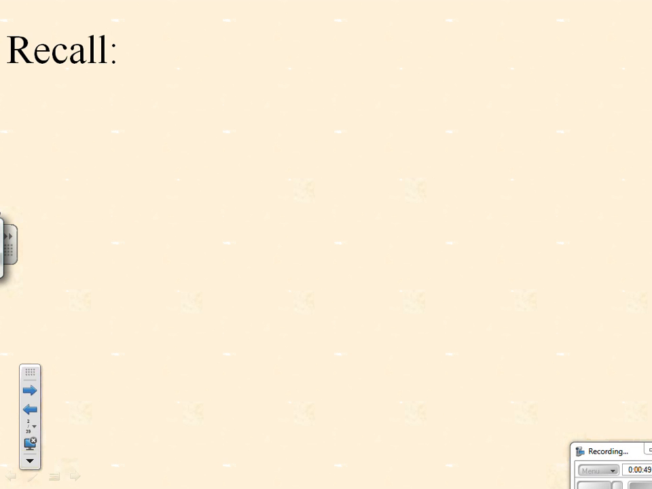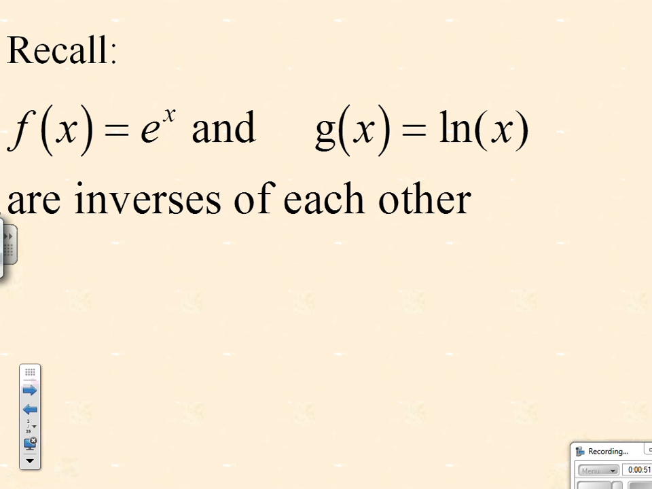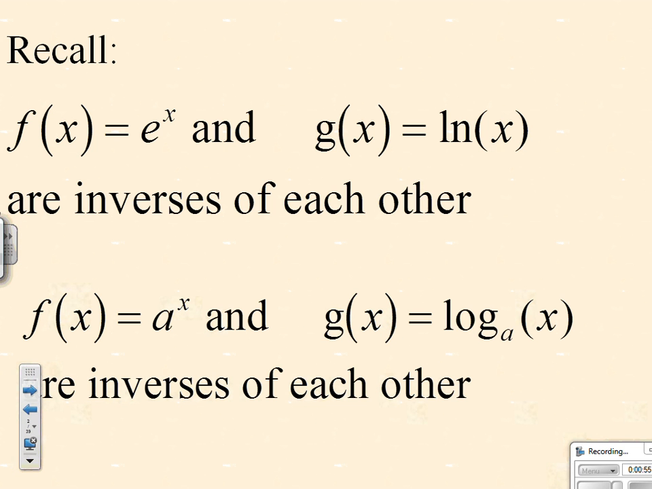All right, a bunch of things to recall. E to the x and natural log of x are inverse functions. In fact, a to the x and log base a of x are inverse functions. So if I want to get rid of a logarithm, I will bring in its inverse. Just like if I want to get rid of a square root, I will square things because that square is the inverse of the square root.